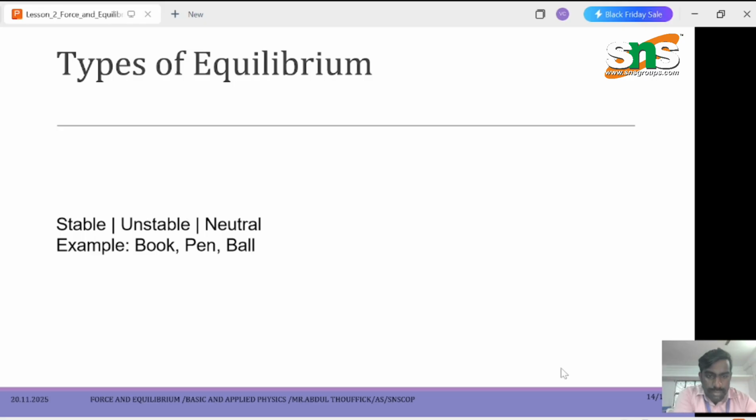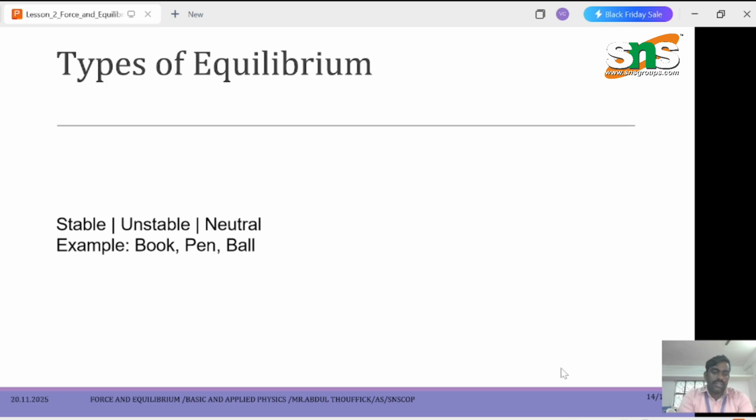Types of equilibrium: stable equilibrium, unstable equilibrium, and neutral equilibrium. Stable equilibrium returns to its position after disturbance. Unstable equilibrium moves further away when disturbed. Neutral equilibrium stays in the new position. We can compare them to a book, a pen, and a ball.